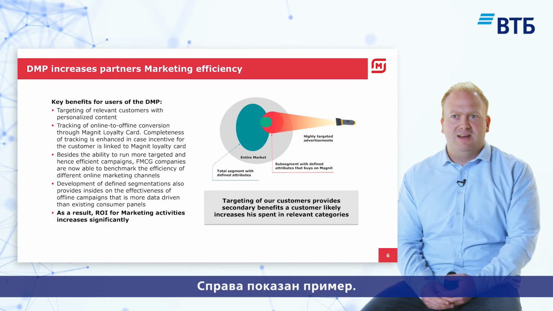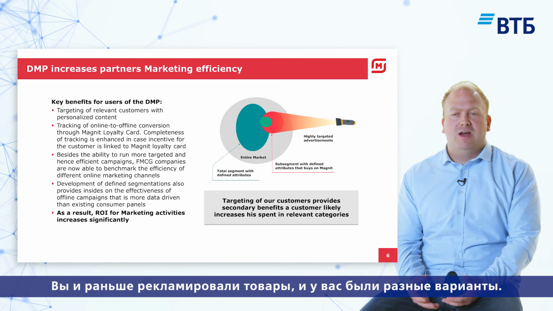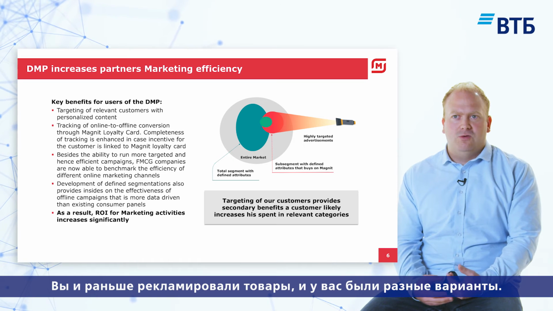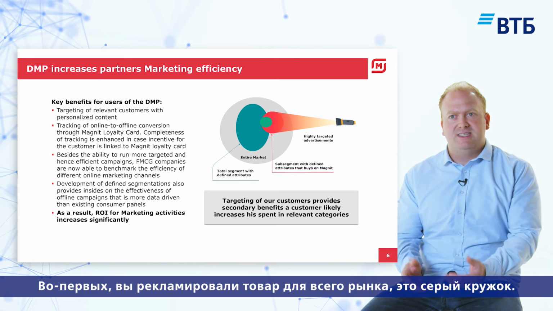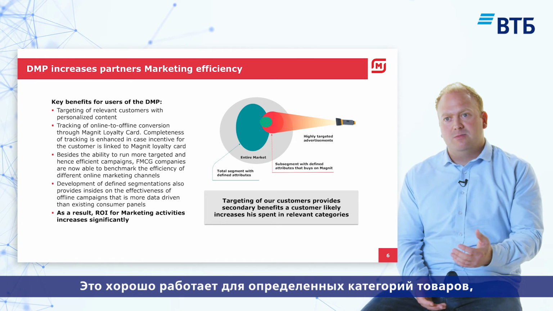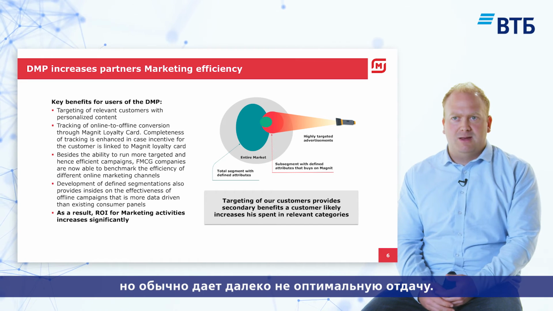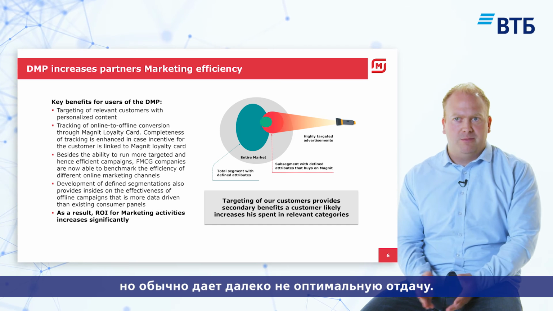Given that we as a company obviously monetize our data, you may ask, why is the partner interested in paying someone like Magnit for the insight that we provide? On the right side, you see a little bit of an example. In the past, you were trying to advertise. You had different options. First, you basically showed this to the entire market, which is the gray circle. This may work well for certain product categories, but usually that produces suboptimal performance.